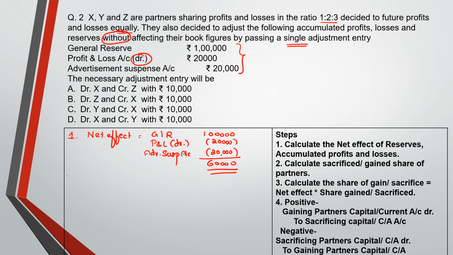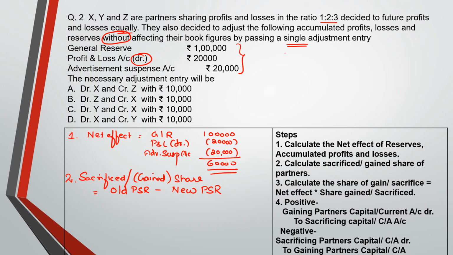Once we've calculated this, next we have to go to the next step. We have to calculate the sacrifice share or gain share of the partners. Now we will take the formula for calculating the sacrifice share. The formula that we use is sacrificed, or if it is in brackets, it's gained share. The formula would be old profit sharing ratio minus new profit sharing ratio. So now we find the difference.